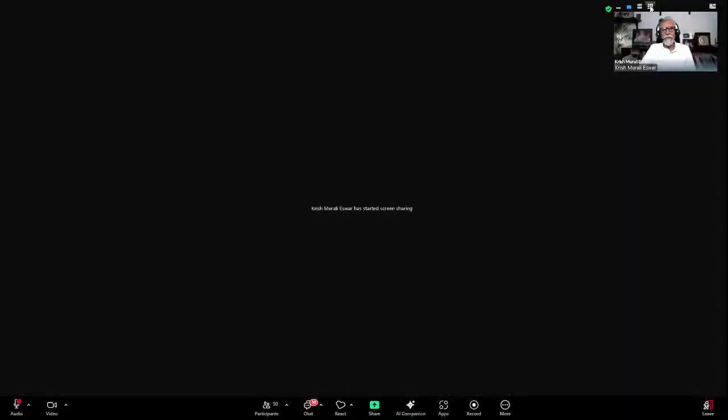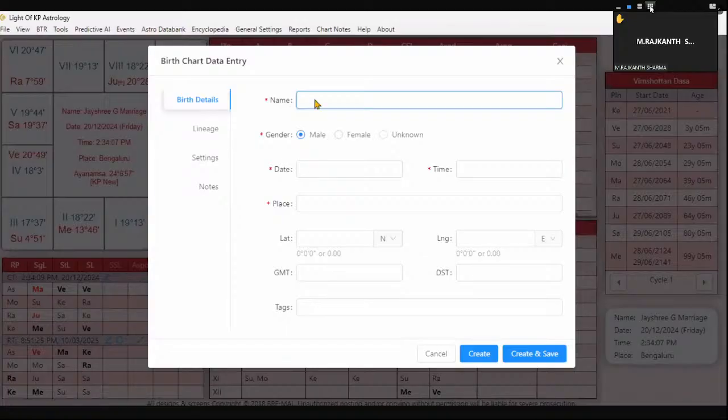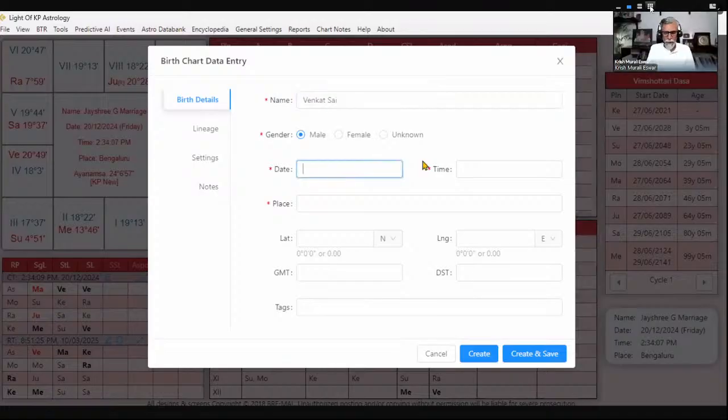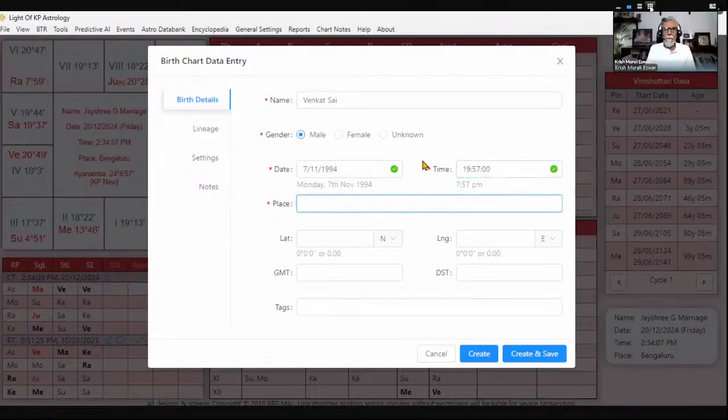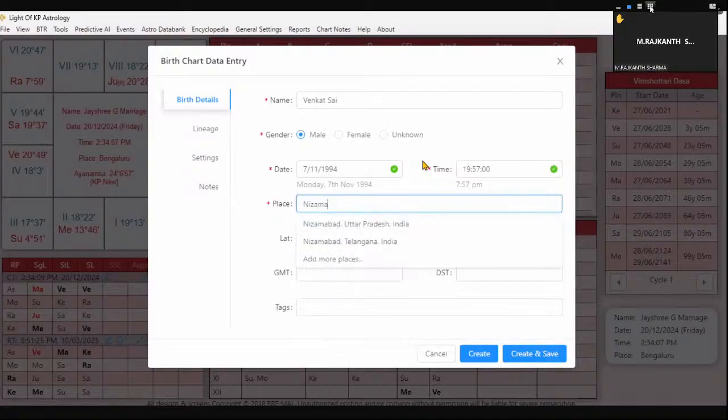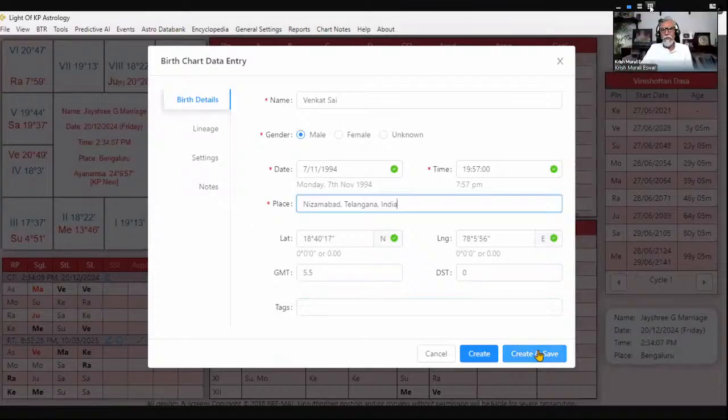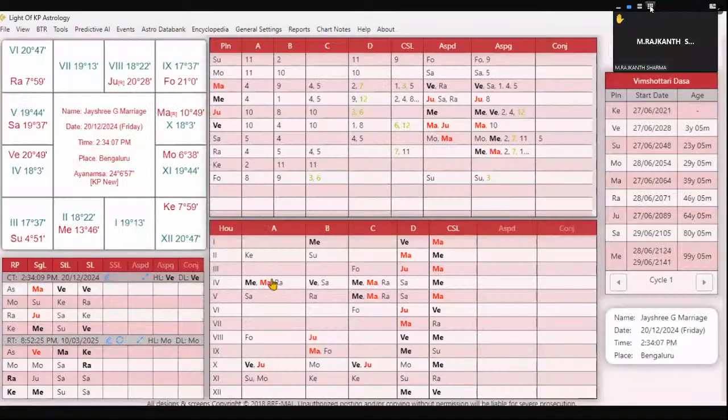What is the person's name? Sir, Venkat. Last name? Venkat Sai, sir. Date of birth? Sir, 7th November 1994. Time, sir? 7:57 p.m., sir. Place? Nizamabad, sir, Telangana. 7 November 1994, 7:57, Nizamabad. Yes, sir, yes.